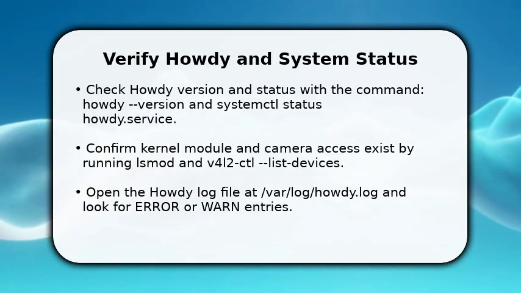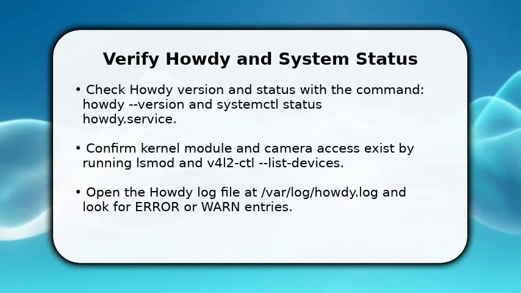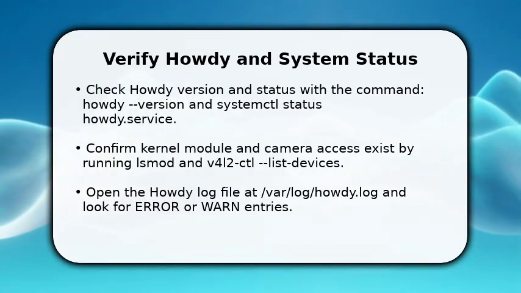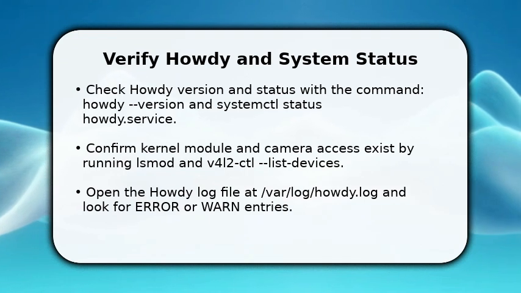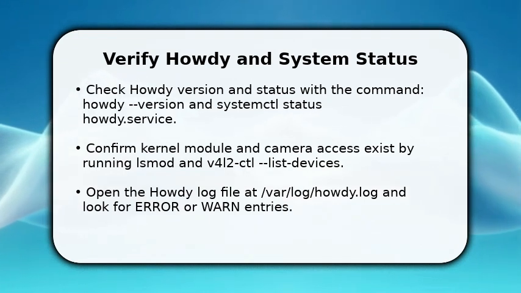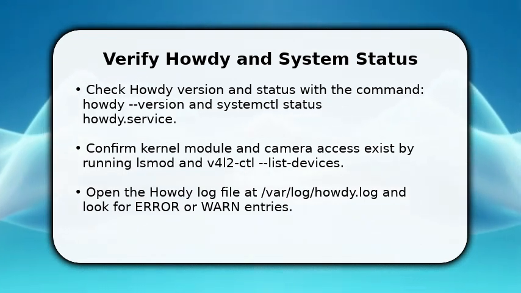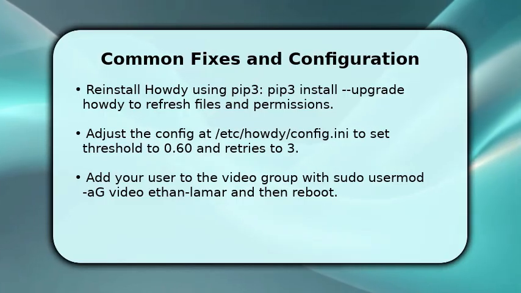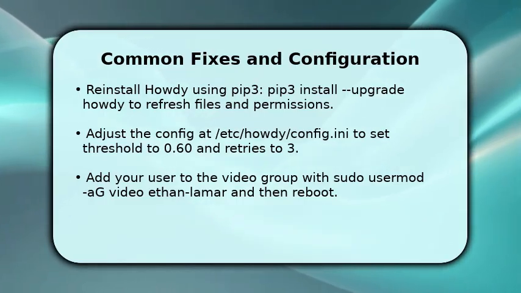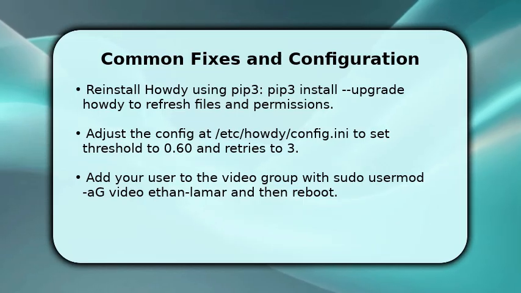Open the Howdy log at /var/log/howdy.log and scan for error or warn entries. Save and copy relevant log lines for later troubleshooting steps. If logs show camera or permission issues, reinstall Howdy using pip3 install --upgrade howdy.